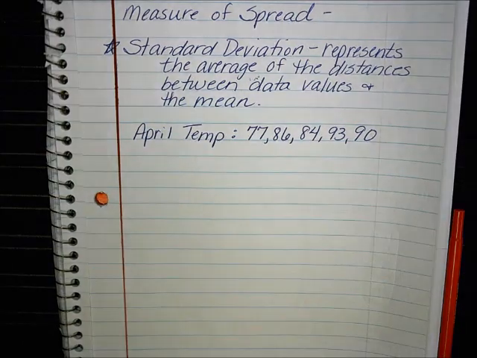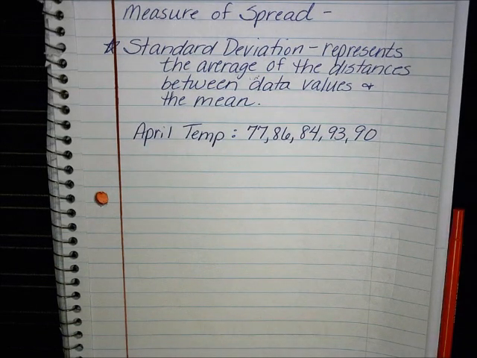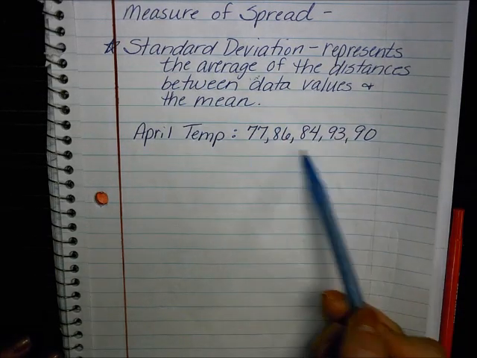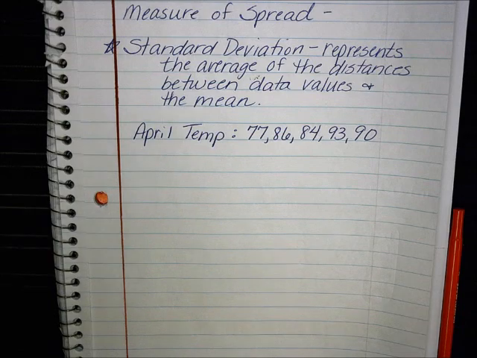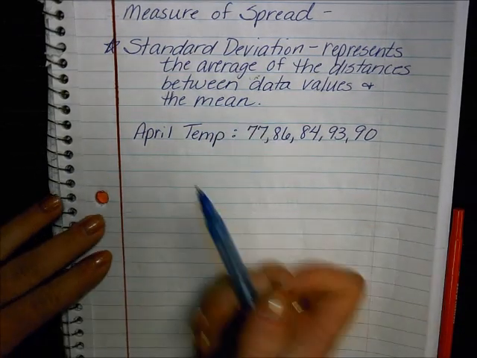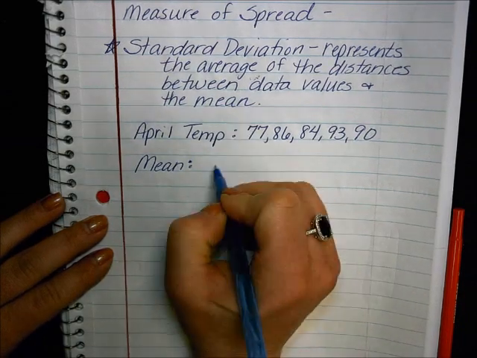Clearly, we have moved away from Wisconsin, right? 93 degrees in April. So let's pretend those are the first 5 temperatures of April. If we want to figure out the standard deviation of this data so that we can use it to describe the data, the first thing we're going to have to calculate is the mean. So let's grab our calculators and find the mean.